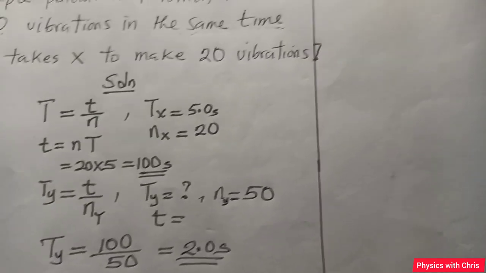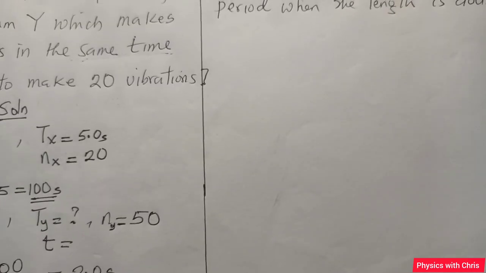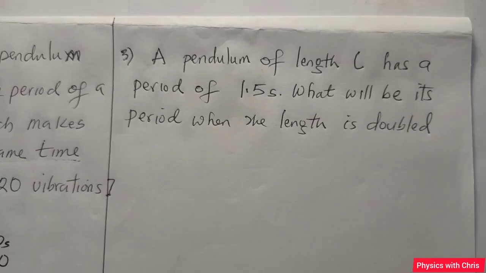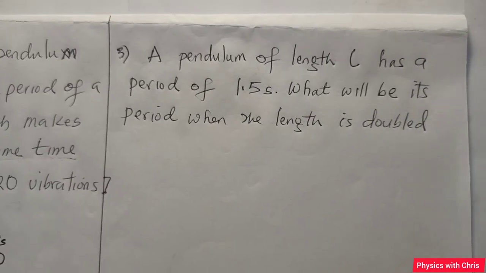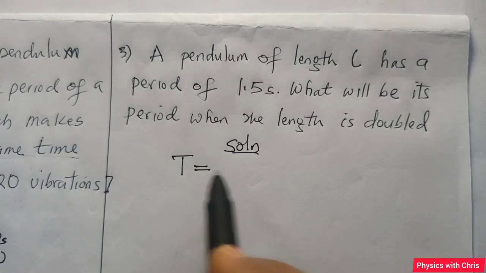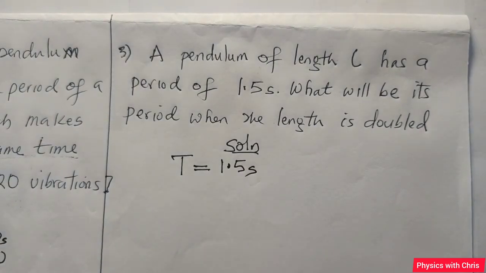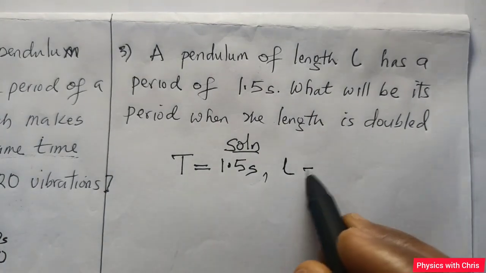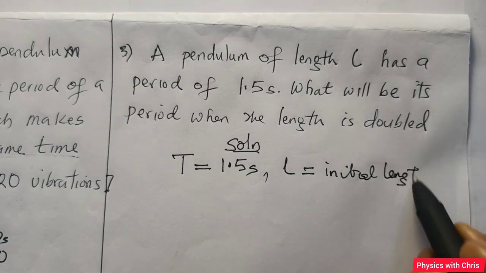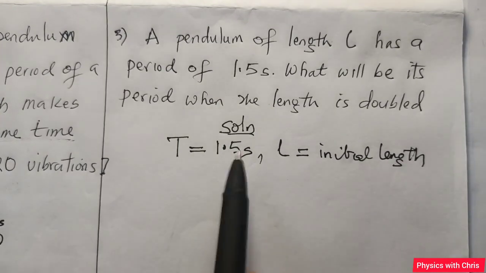Okay, let's take one more before we wrap up this section of solving questions on the simple pendulum. Look at this. A pendulum of length L has a period of 1.5 seconds. Let's call that T, 1.5 seconds. Now they ask what will be its period when the length is doubled. Let L be the initial length of the pendulum when the period was 1.5 seconds.